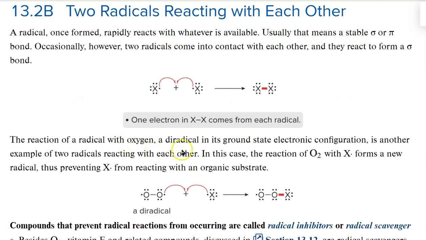Reaction of a radical with oxygen, which is a diradical in its ground state configuration, is another example of two radicals reacting with each other. So here you can see that O2 can exist as a diradical. A lot of times we see it drawn by pulling both of these in and forming a double bond. In this case, the reaction of O2 with the radical forms a new radical, preventing the X, the halogen radical, from reacting with an organic substrate.